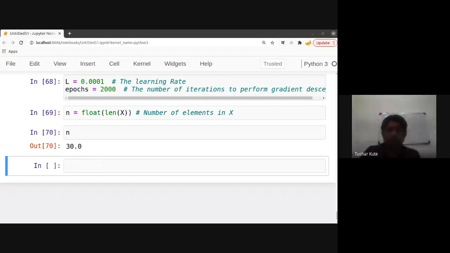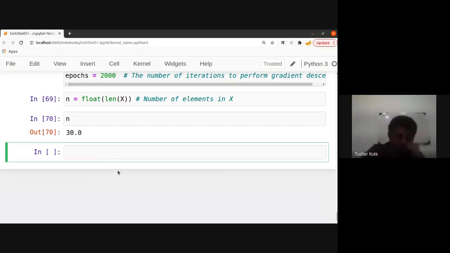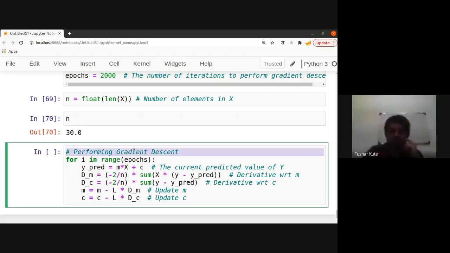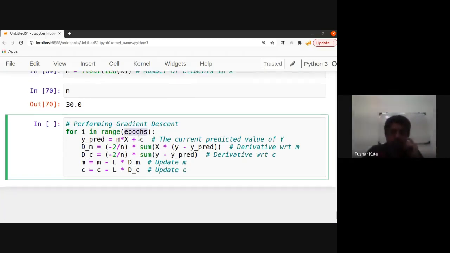See, look at it clearly. I'm just creating it from scratch, and I have defined the number of epochs, 2000, the number of times I have to do this. See this. To perform the gradient descent, this code I'll use. So for i in range(epochs), 2000 epochs, steps are there. Now, first of all, predicted Y is equal to M into X plus C. Now, here the value of M is 0, C is 0, so Y will be 0 for the first epoch.